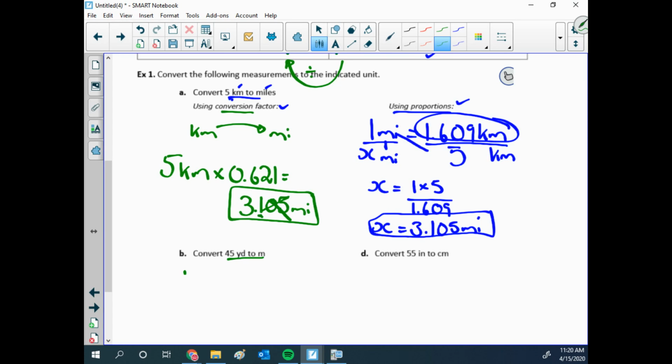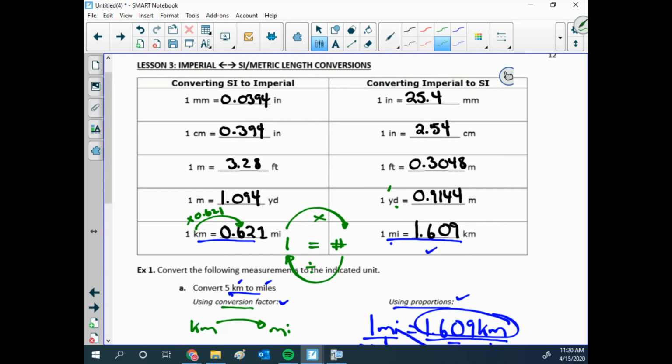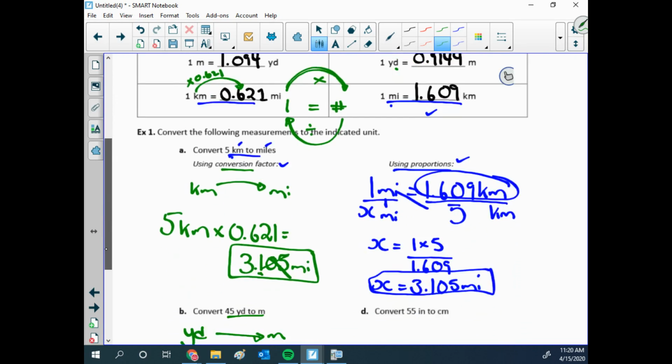So I'm looking for some conversion factor that converts from yards to meters. So I'm going to go up here and look for that. From yards to meters. And remember, if we're going from the left to the right, we're going to multiply. So what I need to do is multiply by 0.9144, and that will change me from yards to meters.